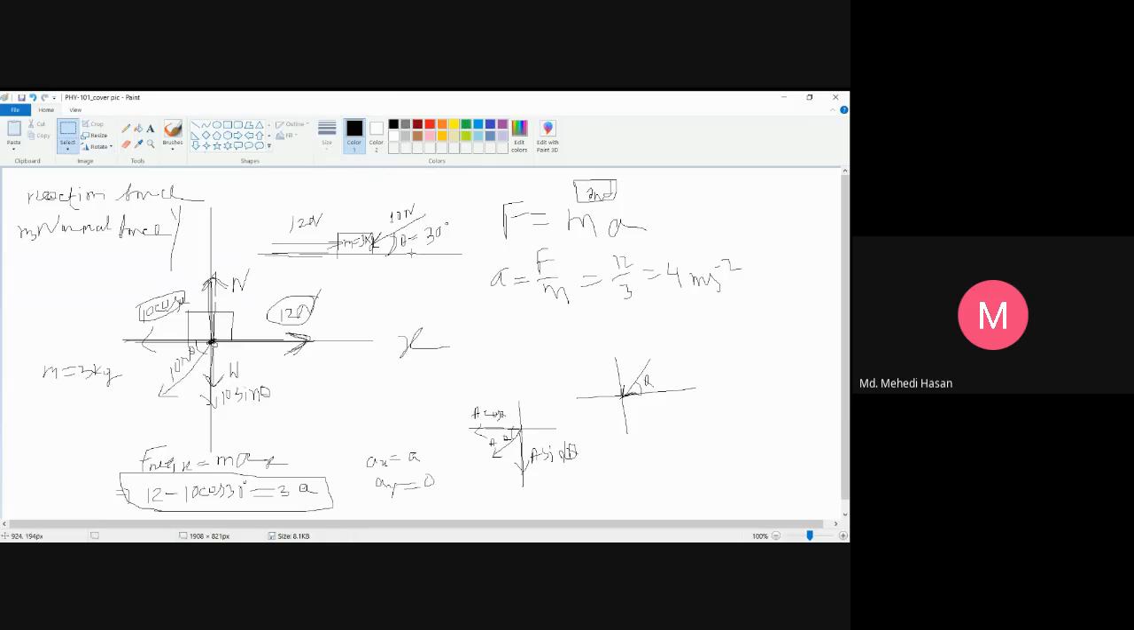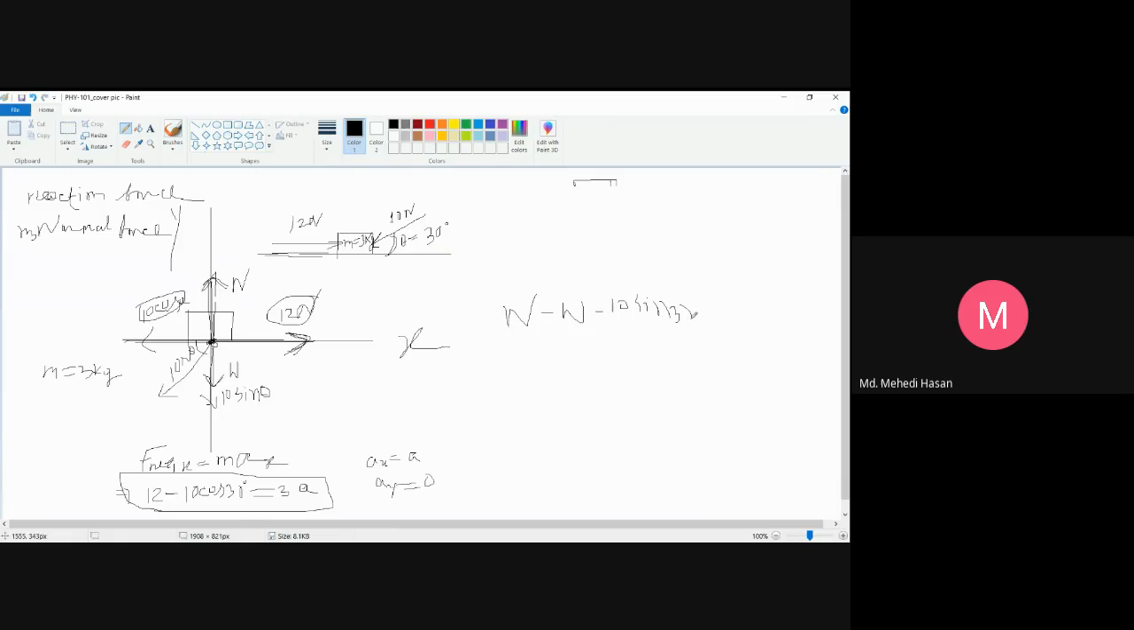So then we can write down the y components of the forces like that. On the positive y direction, the force is N, and on the negative y direction, the forces are W minus 10 sine theta, or 10 sine 30 degrees. W and 10 sine 30 degrees are negative because they are acting along the negative y-axis, and the normal force is acting in the upward direction, which is the positive y-axis.